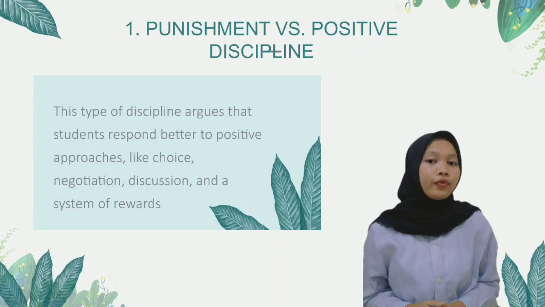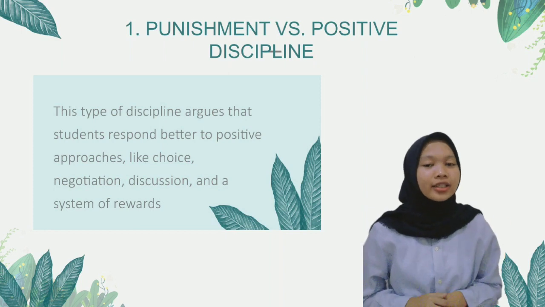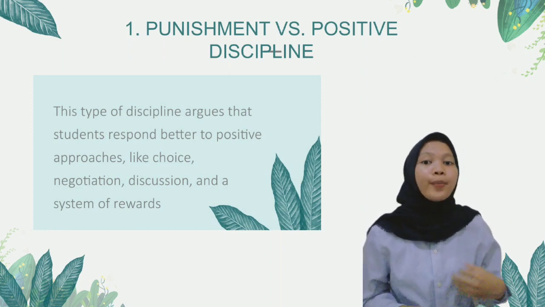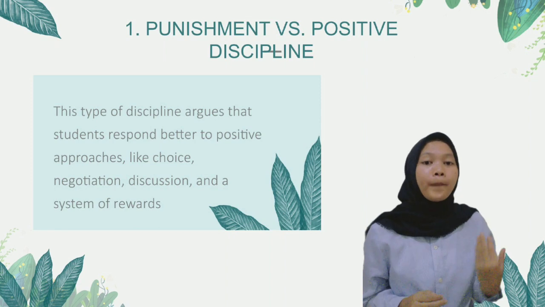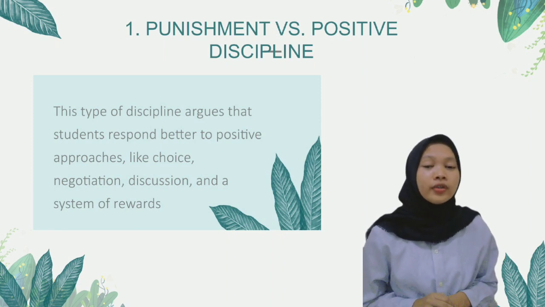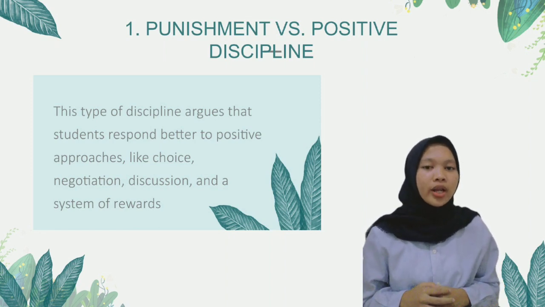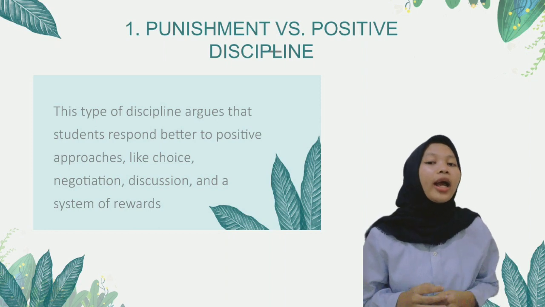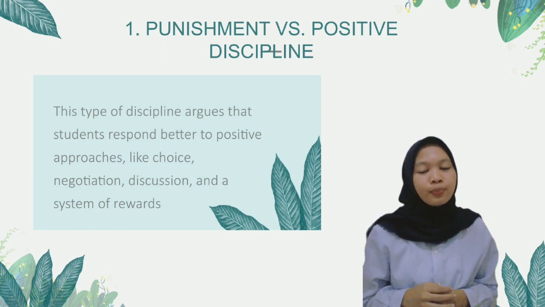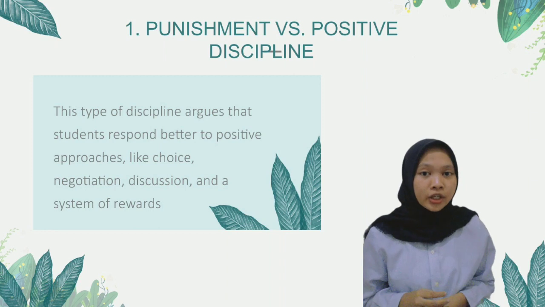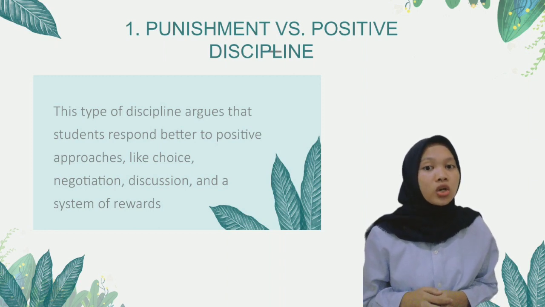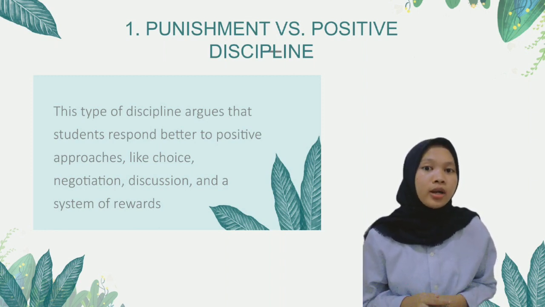Okay, the first rule is to understand the difference between punishment and positive discipline. Positive discipline is a type of discipline that uses positive alternatives and non-violent methods to respect and reward children when they behave well and to correct any negative behavior. Unlike punishment, positive discipline does not advocate the use of shame, ridicule, aggression, or violence to correct student behavior.